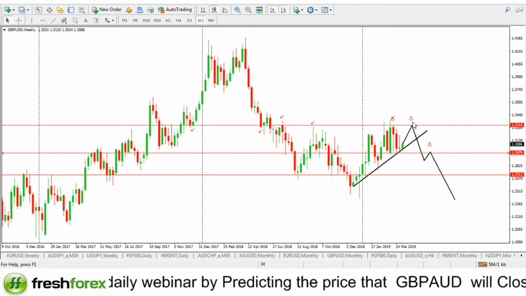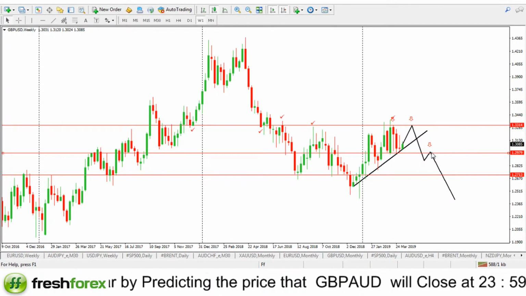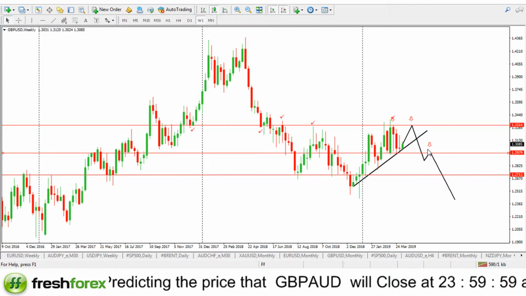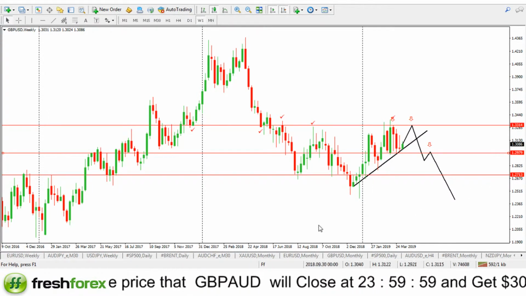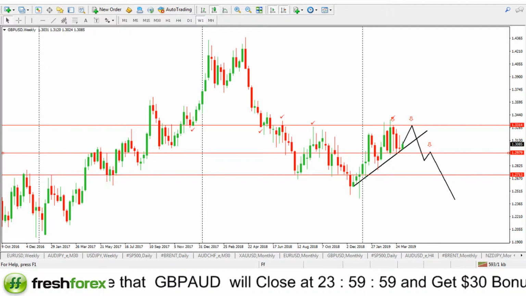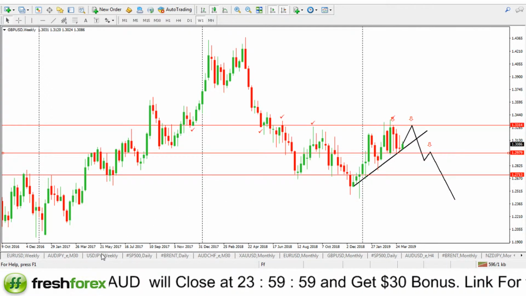So a resistance, price went down, it came back up to the same resistance. It should come back, that is in the future. We'll pick a sell from there, expecting it to go up to 1.2713. So we will move to the next chart, USD JPY.